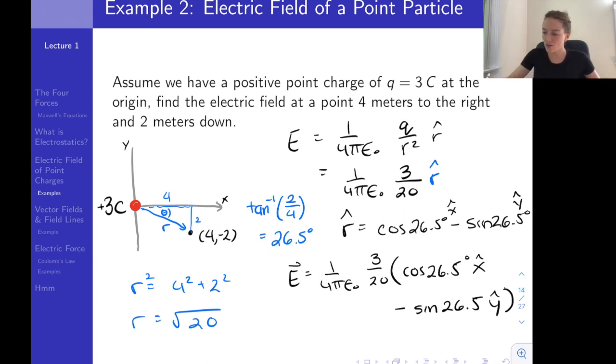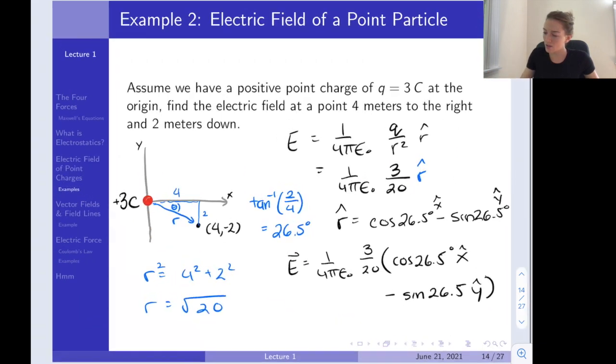And then obviously you could plug this into your calculator, get a numerical value for that. You could multiply it all out if you want. That doesn't matter too much. The important thing is to get the angle right and get the negative sign here. Okay, so this is our electric field down here.